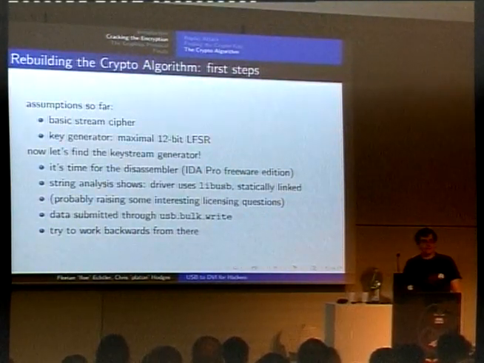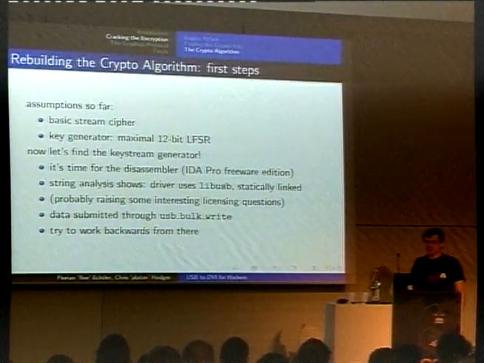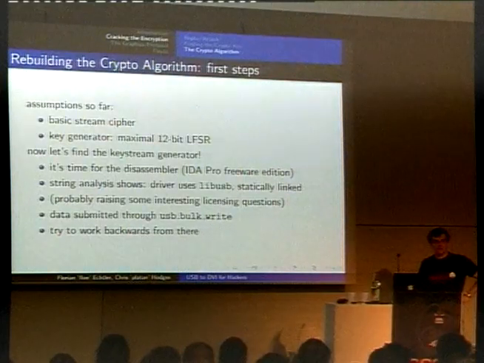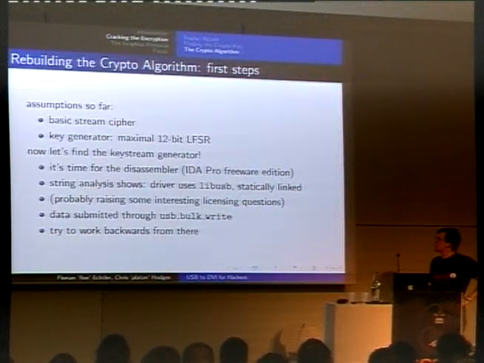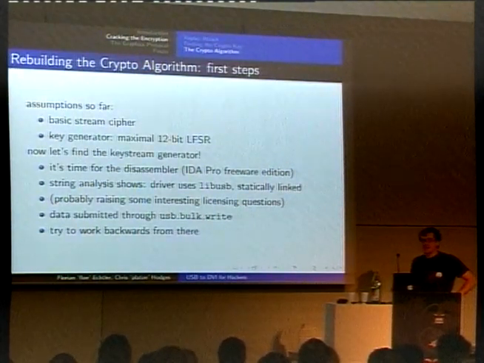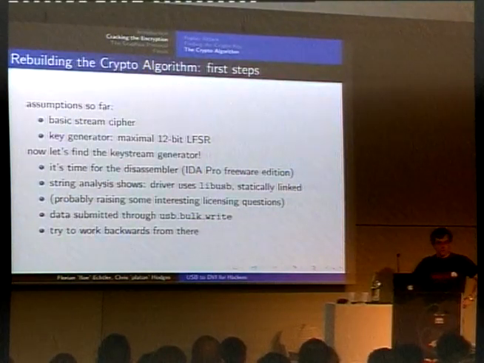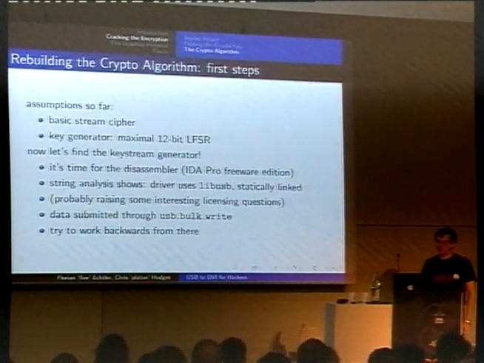Okay, so now we had to try and find the key stream generator in some way. We started with IDA Pro freeware to just disassemble the driver module. We quickly found that it uses libUSB internally, which was statically linked into the driver, which might raise some interesting licensing questions. The data was just submitted through one of the libUSB calls. What we tried at first was to work backwards from there, look at the call graph, and look where the data actually comes from.